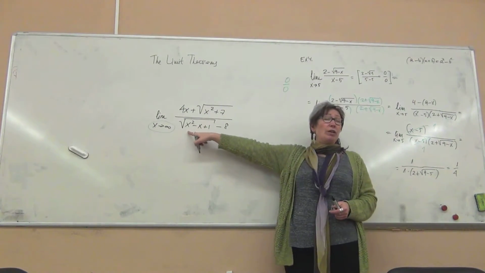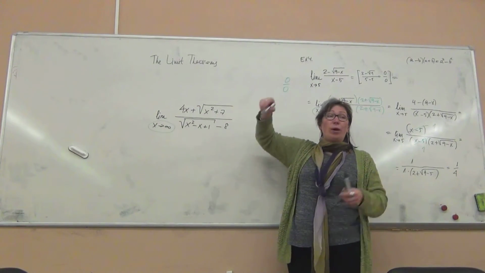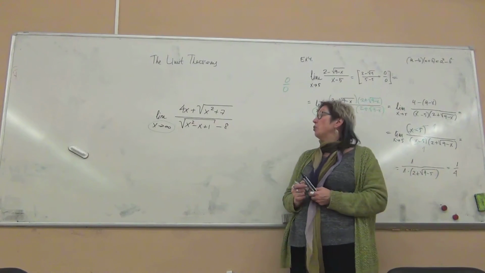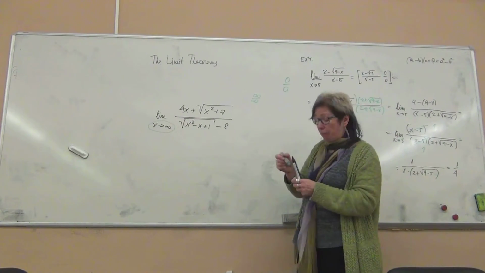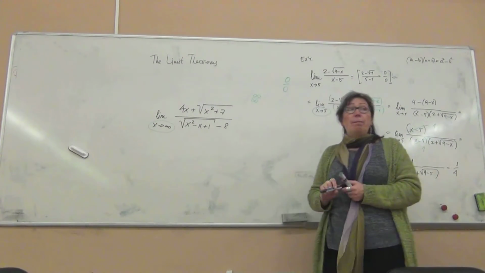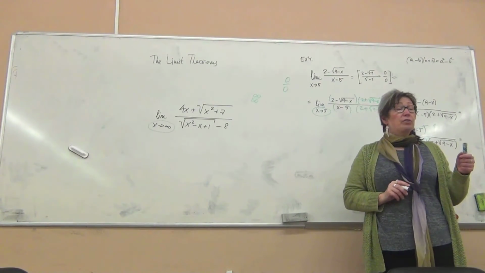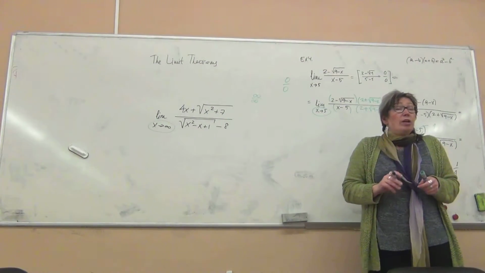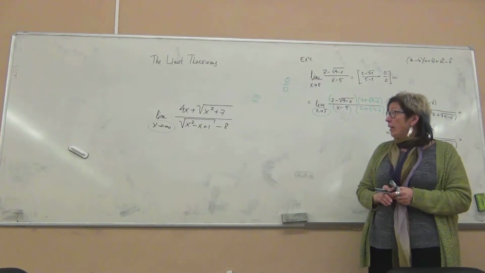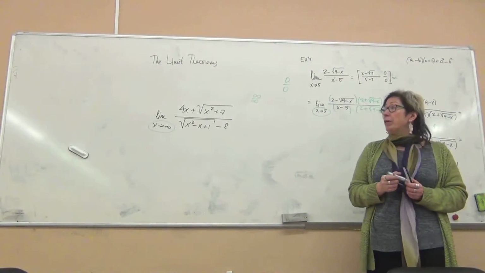Because if x tends to infinity, then x squared tends to infinity, and if x squared tends to infinity, then the square root of infinity also still tends to infinity. So in this case, we have infinity over infinity. But remember what we did with those infinity over infinity examples. We had to divide out infinity, divide out the greatest power of x. What is the greatest power of x here? Simply x.